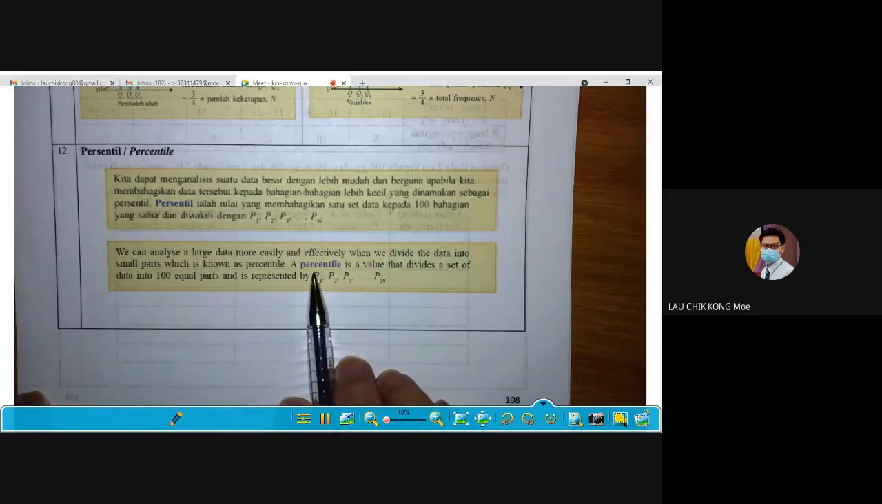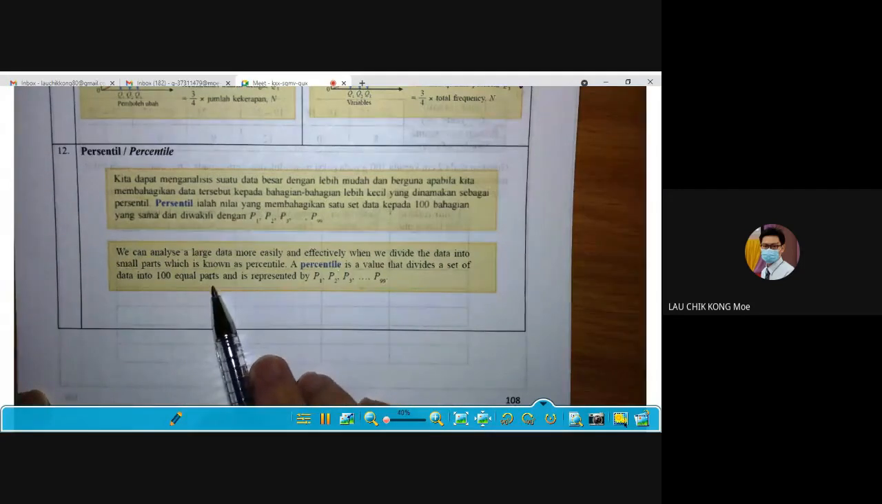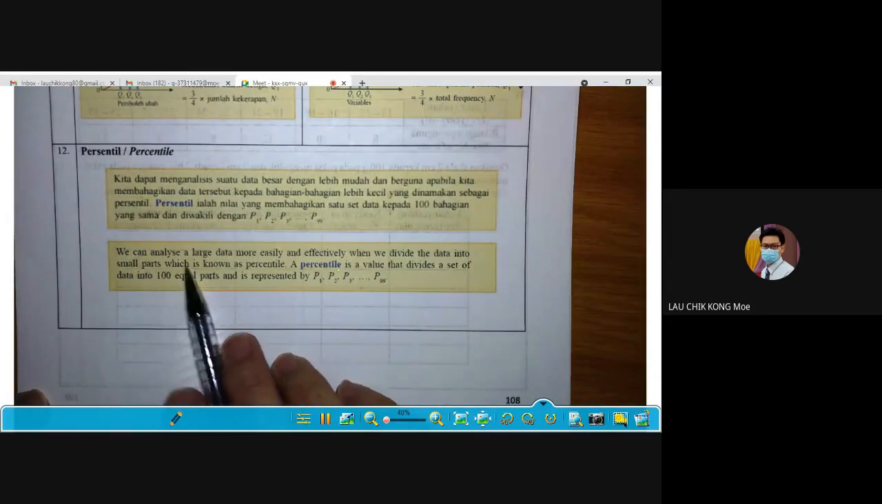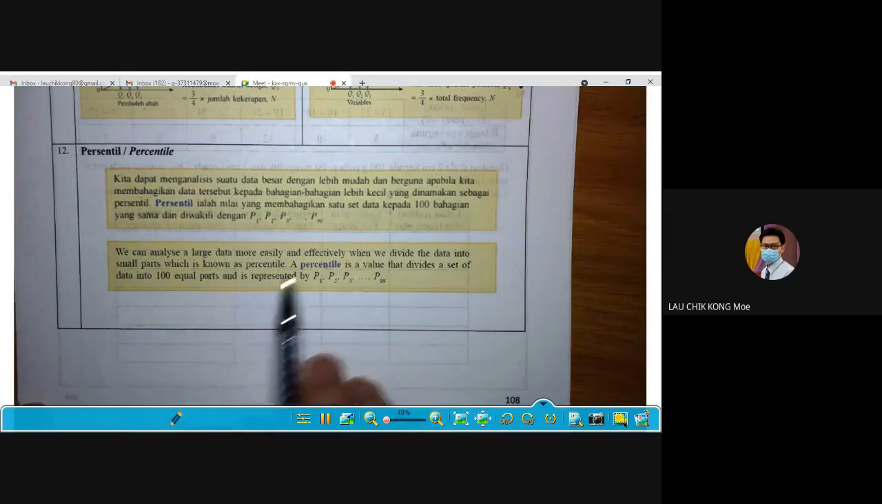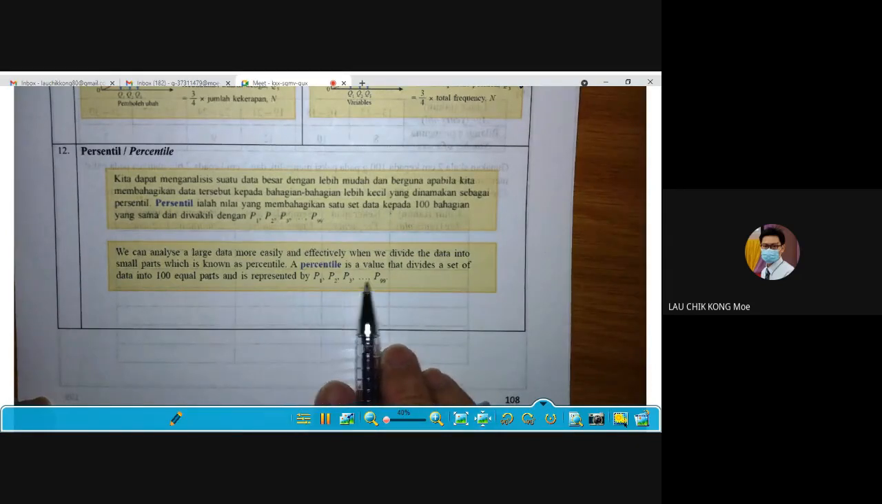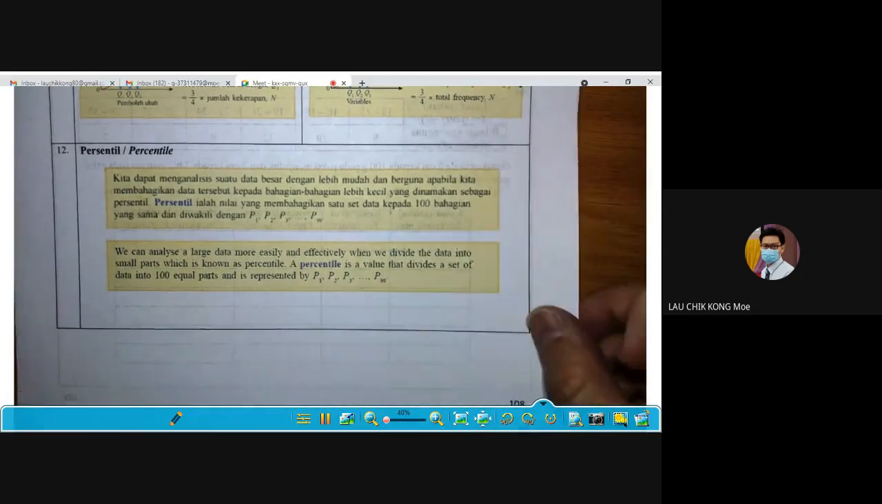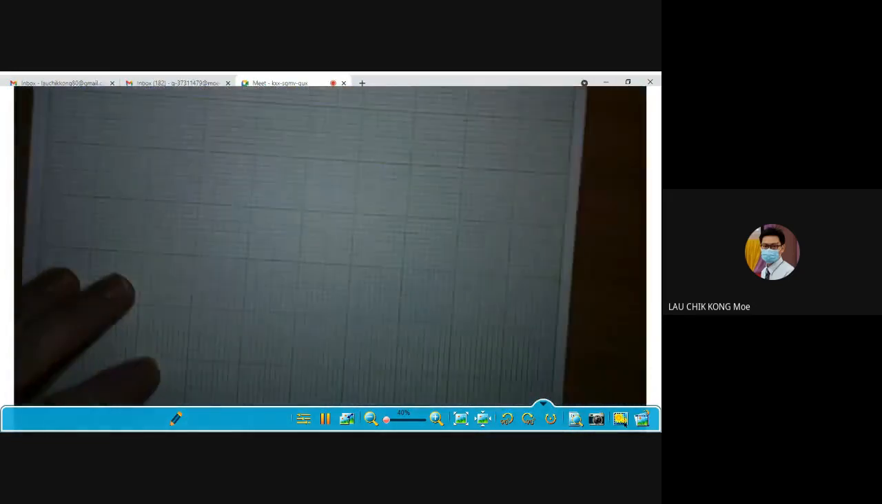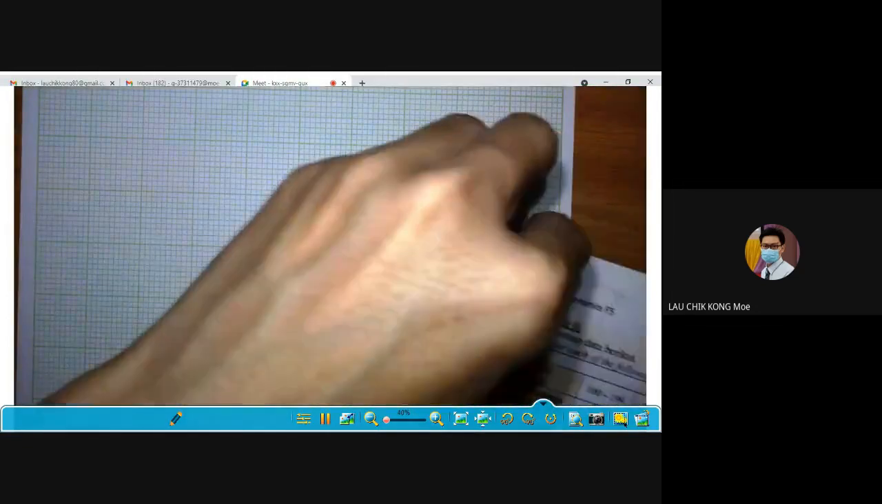A percentile is a value that divides a set of data into 100 equal parts. Percentile kita bahagi kepada 100 bahagian kecil because the full percentile is 100%. And it is represented by P1. P1 means 1%, P2 2%, P99 99%, and so on. P1 to P100. So that is a percentile. Later on, I will try to discuss how to find the percentile. Next we go to page 109.